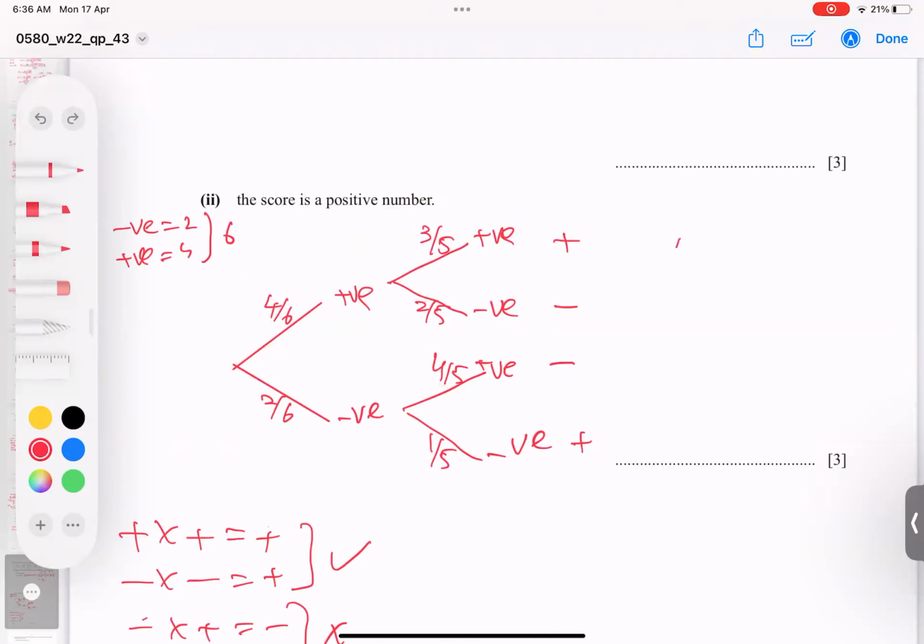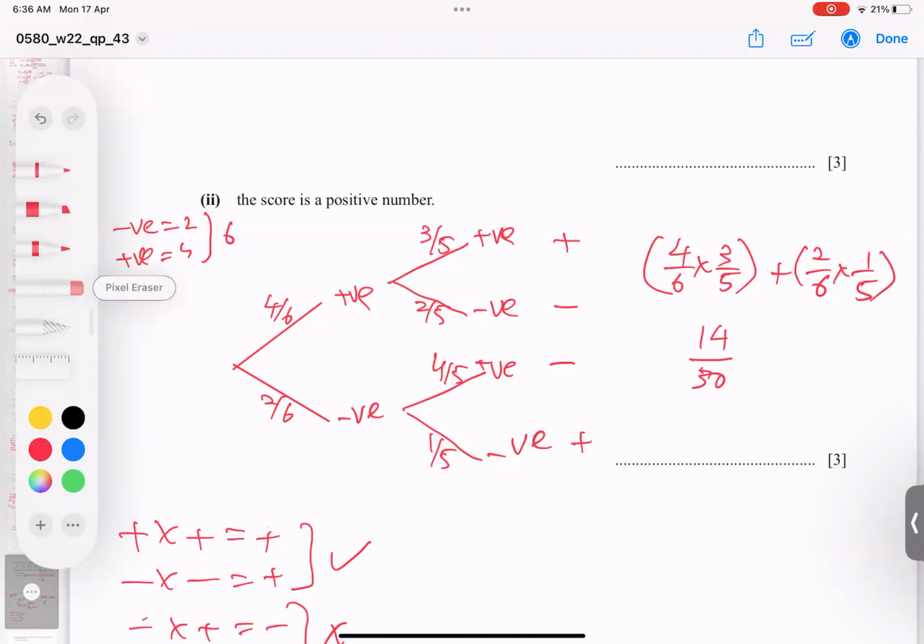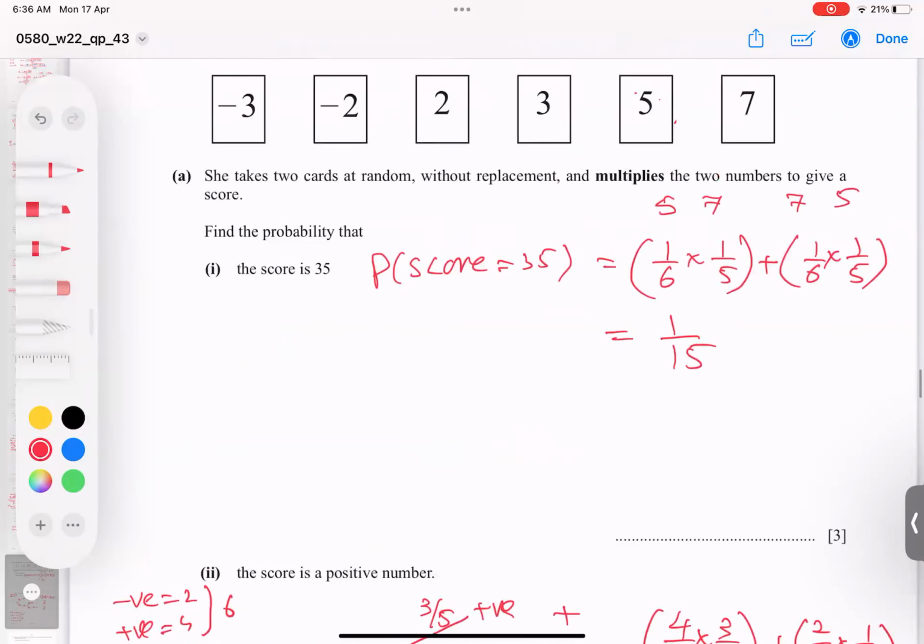So how to answer? 4 out of 6 times 3 out of 5 plus 2 out of 6 times 1 out of 5. So here I'm getting 12 plus 2, sorry, 14 over 30. When I simplify, students, 14 by 30 gives us 7 over 15. So 7 over 15. Okay. I hope you got the point, and let's go for the next part.